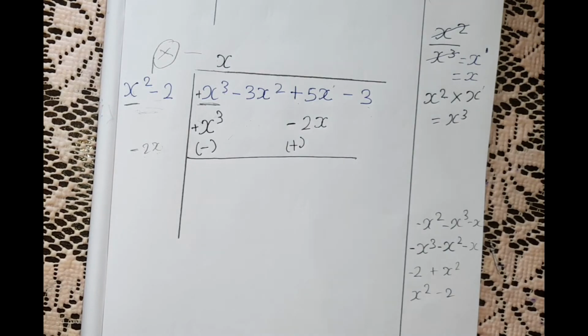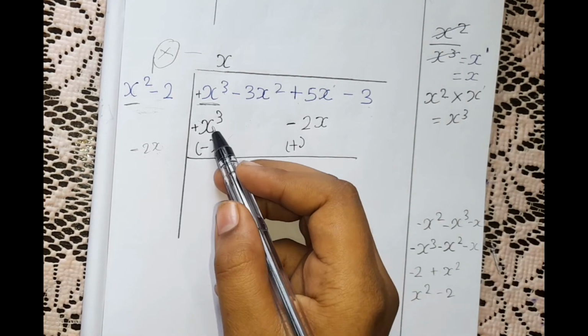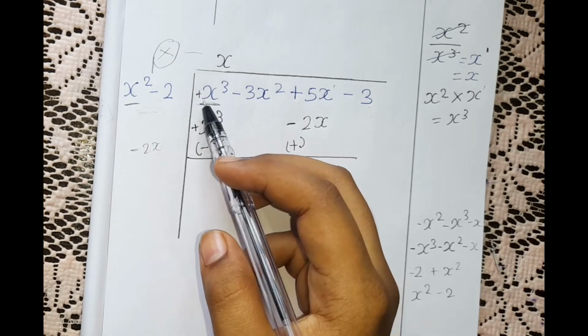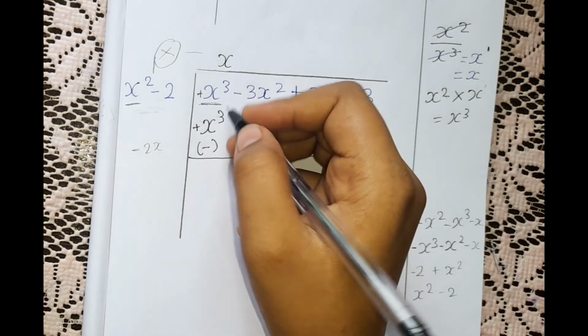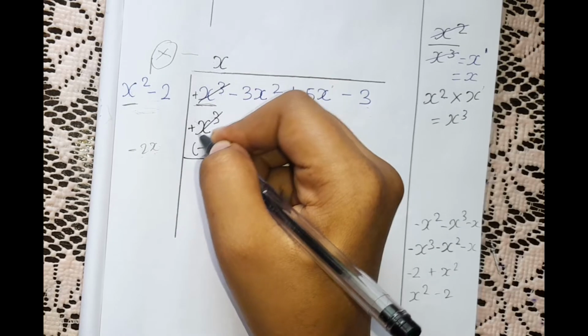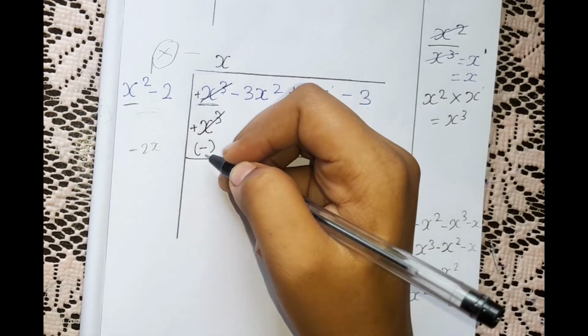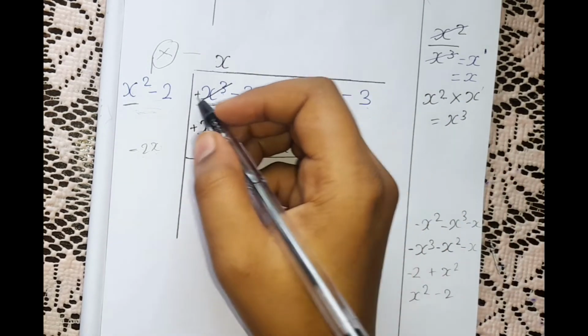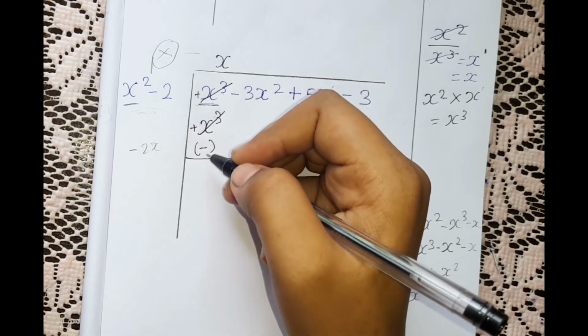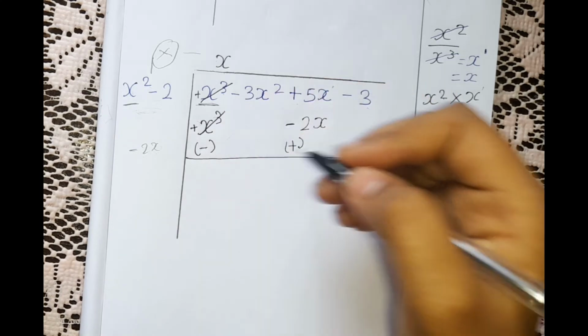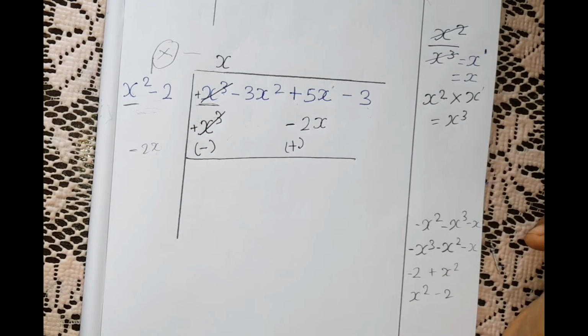So now what we are going to do is, so minus x cube and plus x cube. When we just do it, we can just cancel it. Why? Because we get 0. So minus x cube and plus x cube, when we just subtract it, we get 0. So I cancelled it.